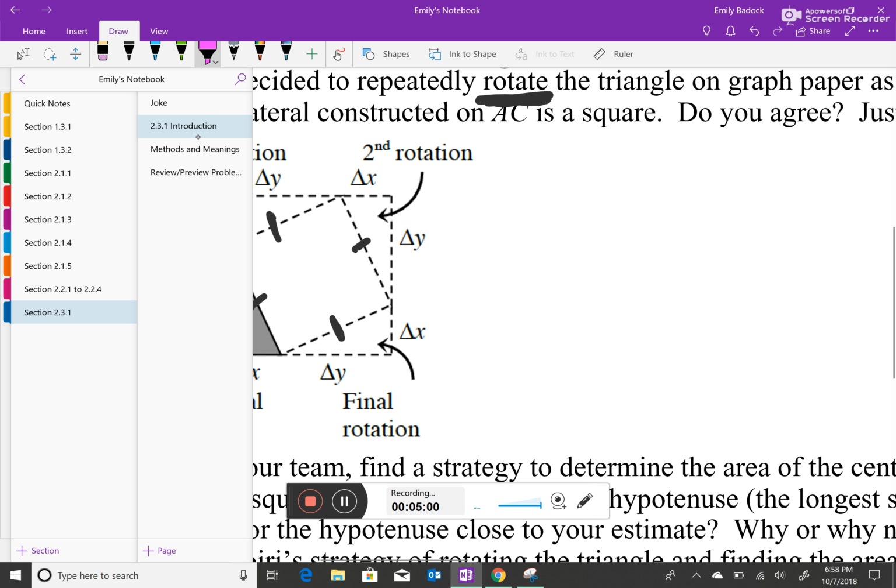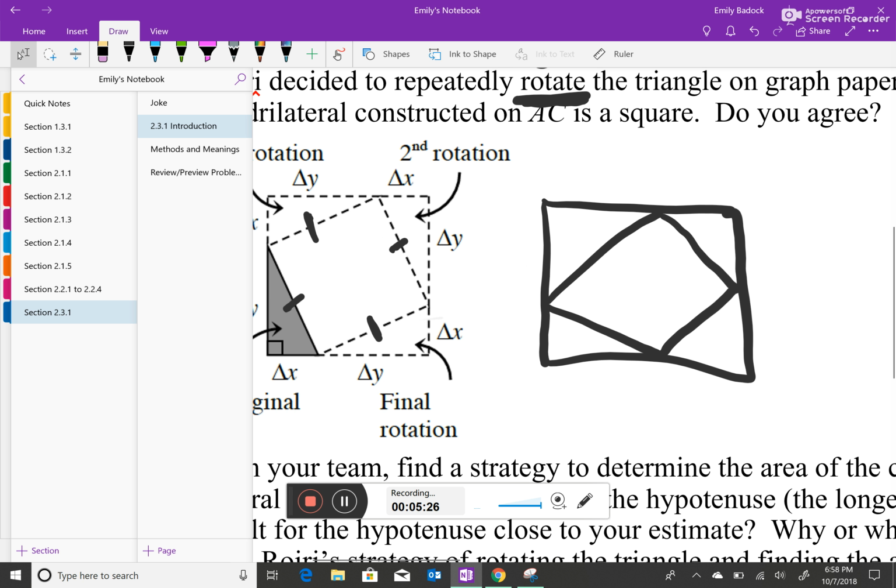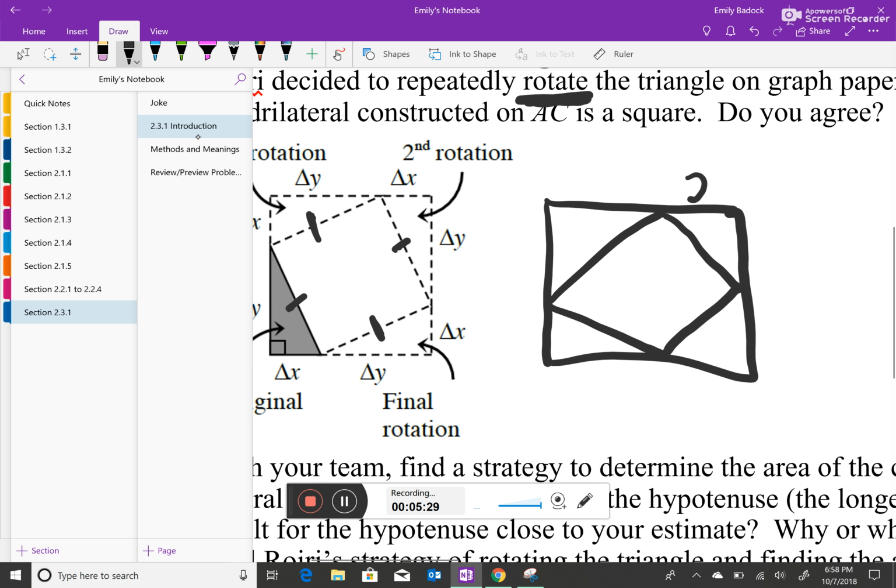I'm actually going to redraw this over here. Rough sketch. Like I said, rough sketch. We know that the shorter side is equal to 2 and the longest side is equal to 7. I'm just going to go around the triangle and label all of my sides.